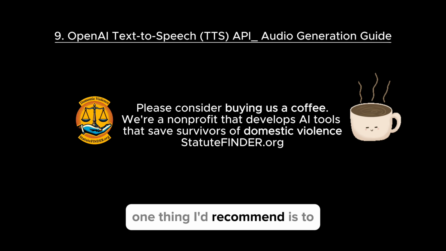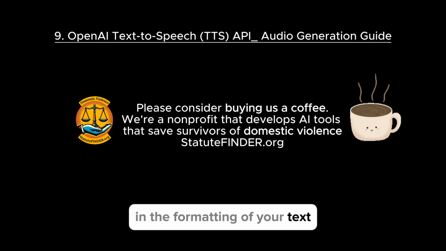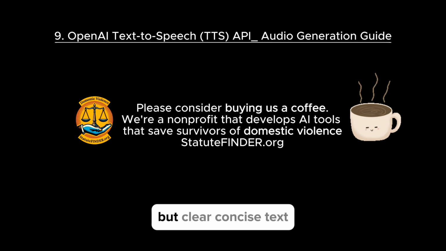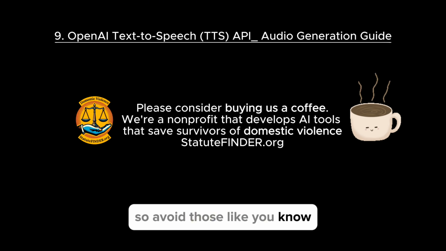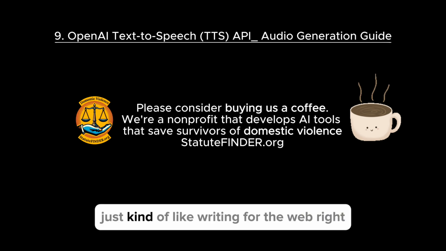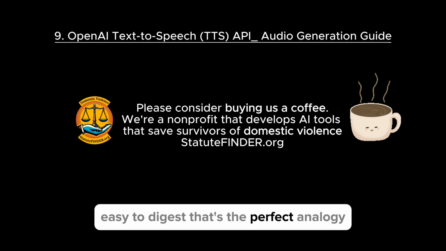Well, one thing I'd recommend is to really pay attention to the structure and the formatting of your text. The OpenAI model is pretty smart, but clear, concise text is generally going to yield better results. Right. So avoid those overly long sentences or complex grammatical structures. So it's kind of like writing for the web, right? Yeah. You want to keep it scannable, easy to digest. That's the perfect analogy.